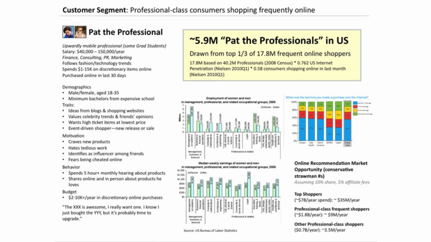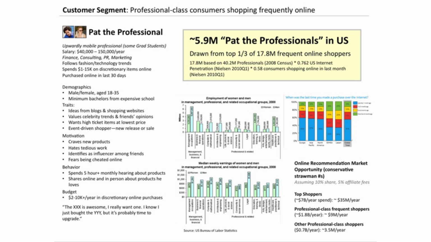Here was another example of a team putting together a detailed archetype of a set of customers. They gave their archetype a name, Pat the Professional. They specified who Pat was: upwardly mobile, professional, salary, what they did, how much they spend, what their demographics are, what their traits were, what their motivations were, how many were there, where they worked, where they bought, etc. I thought this was a great example of a professional class consumer who was shopping frequently online.